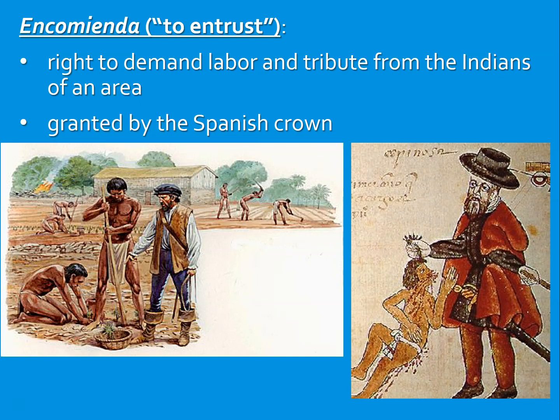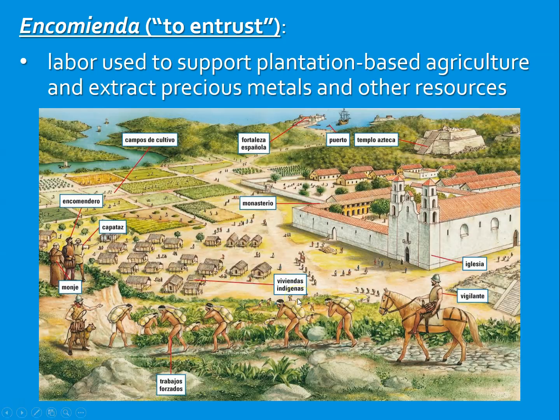Now, on a very technical note, this is not slavery, because you're entrusted to treat the Native Americans well as you demand labor from them. But remember, the Spanish are months away by sea across the Atlantic Ocean. They can't exactly monitor what's going on in every one of these plantations, and so in some cases, this turns into basically a form of slavery, as evidenced by the picture on the right.